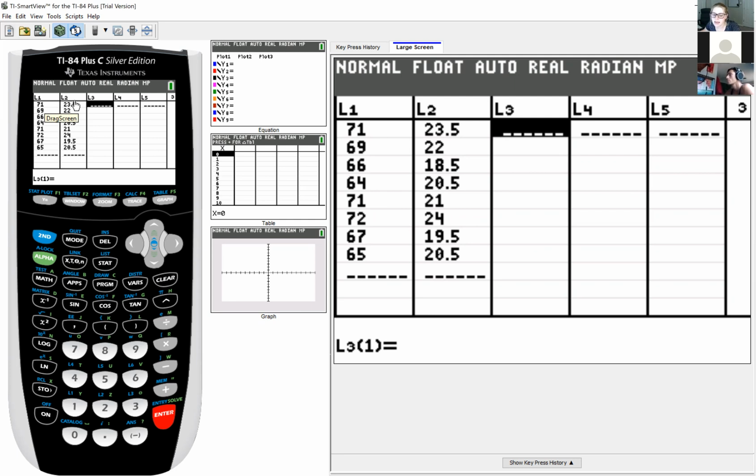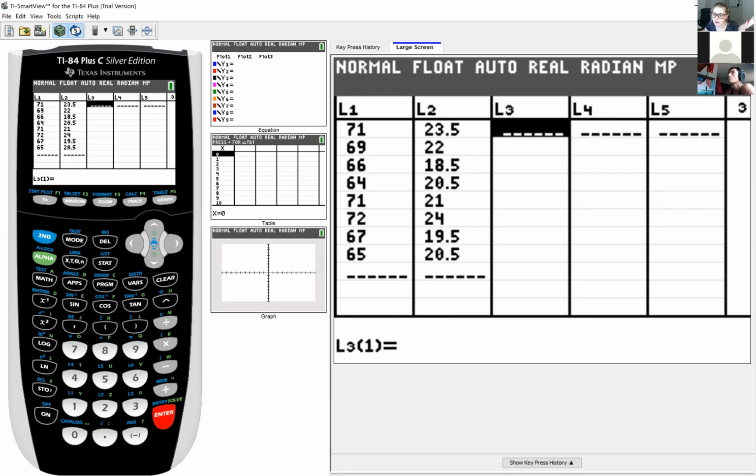And then I typed in the hand span for L2. And that is just known as my Y's. So I have my X's here and my Y's here. So I've typed them all in. Let me just double check that they're all correct. Yep. Okay, cool. So those are all in there now.